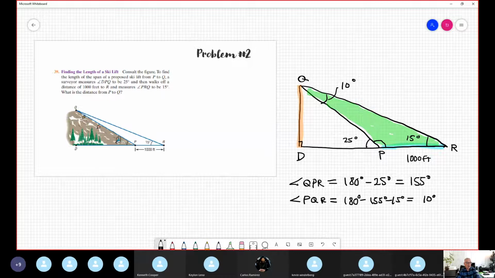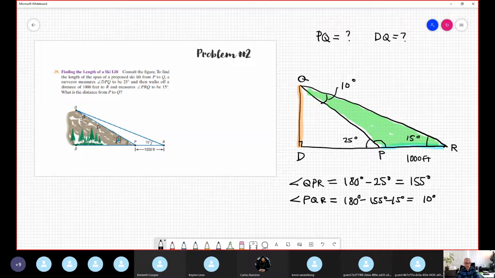PR. What is the goal? What is PQ? PQ and DQ. We need to find PQ, and we need to find the complementary DQ, which is the height. This is the distance. Find the length of the skyscraper.